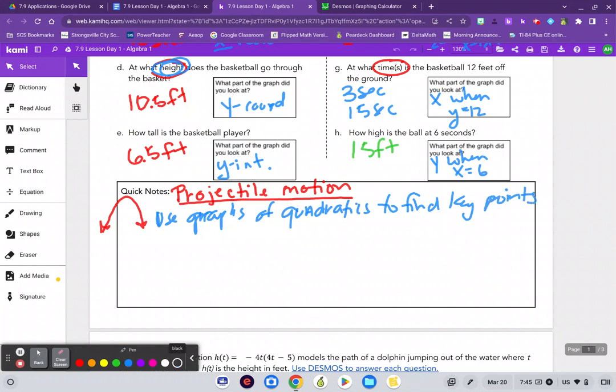And so some key things that we're going to find would be the vertex. And I'm going to use in words what we would be looking for. So the vertex is going to give us the time of the max height, comma, that would be the x of the vertex, and the y of the vertex would be the max height.